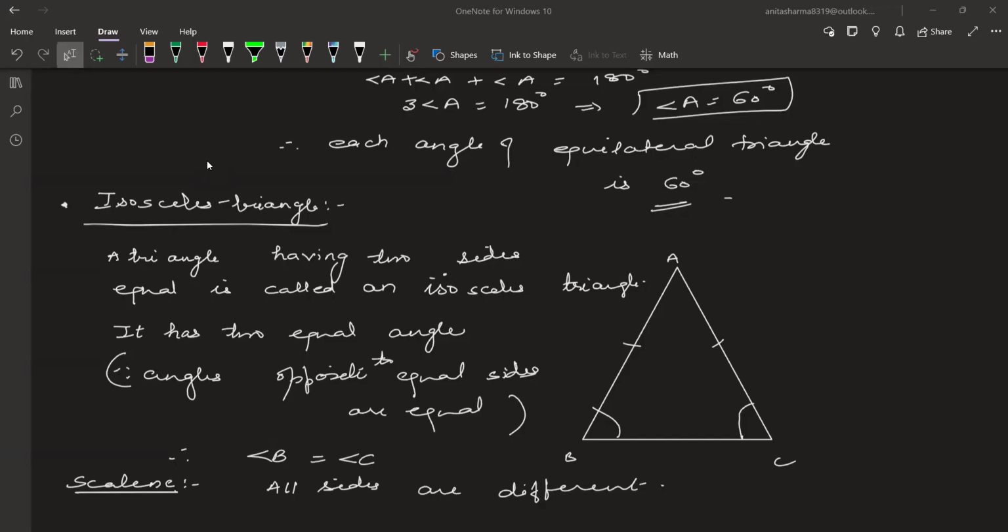Yes, Rohini? Can you explain the sentence again? Angles opposite to equal sides are equal. See, here AB and AC sides both are equal, right? So the angle opposite to AB side is angle C, na? And the angle opposite to AC side is B, na? So therefore, these two angles are equal. And angle A measures different, no? Okay, ma'am.